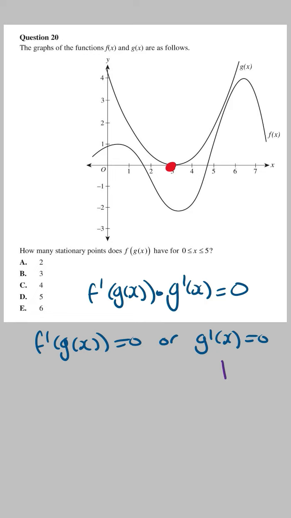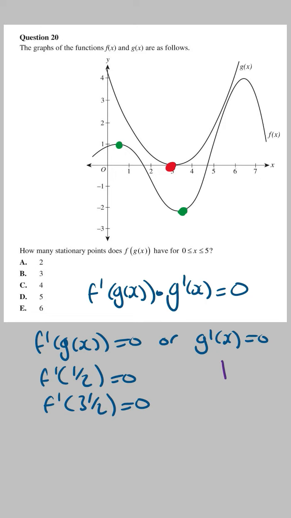Now, as for f dash of g of x equal to 0, this is the tricky part. We need to find where this is going to equal 0. Looking at the graph of f of x, we can see that it has two turning points, one roughly at x equals a half, and one roughly at, let's say, 3.5. So we can say that f dash of a half will equal 0, and f dash of 3.5 will also equal 0. Which means that g of x would have to equal a half, or 3.5, for f dash of g of x to equal 0.